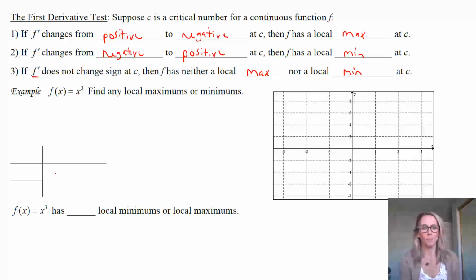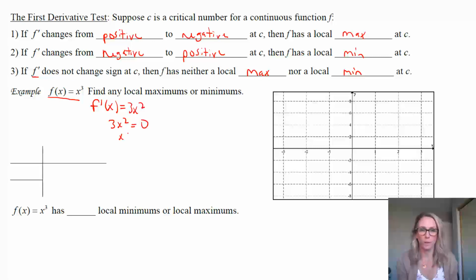All right, so let's take a look at a couple examples. Thinking about x cubed, f of x equals x cubed, find any local minimums or maximums. You might be able to picture this function in your head, and that might help. First of all, the derivative is pretty straightforward, 3x squared. If we set that derivative equal to 0, we get that x equals 0 is a place where the derivative is 0.